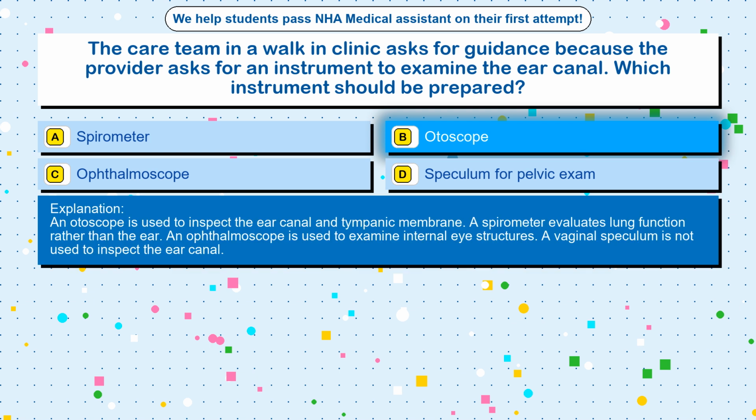An otoscope is used to inspect the ear canal and tympanic membrane. A spirometer evaluates lung function rather than the ear. An ophthalmoscope is used to examine internal eye structures. A vaginal speculum is not used to inspect the ear canal.